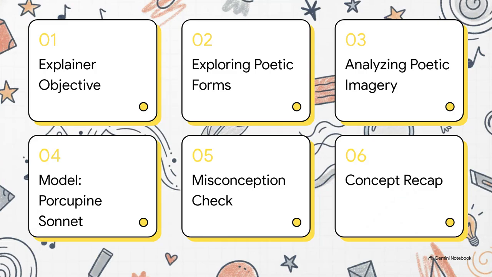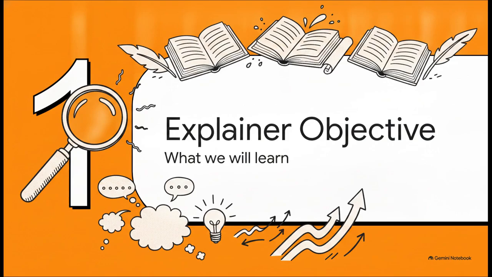Okay, here's our roadmap for today. We're going to cover our explainer objective, exploring poetic forms, analyzing poetic imagery, a really cool model called the porcupine sonnet, a quick misconception check, and finally a concept recap. Kicking things off with Section 1, our explainer objective.